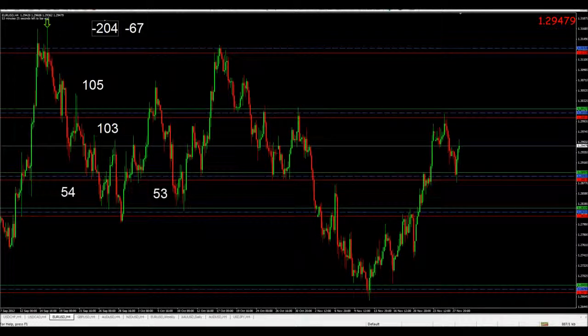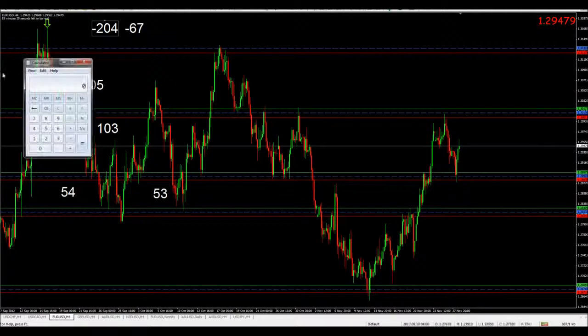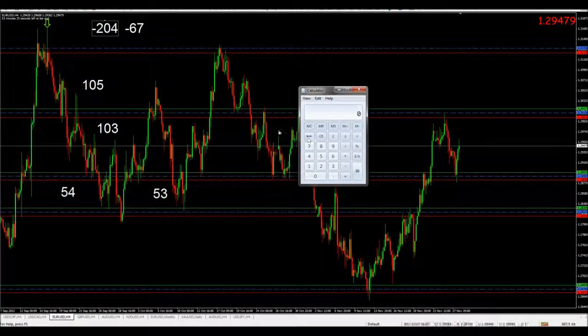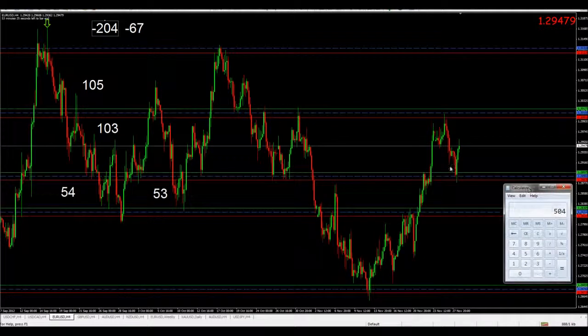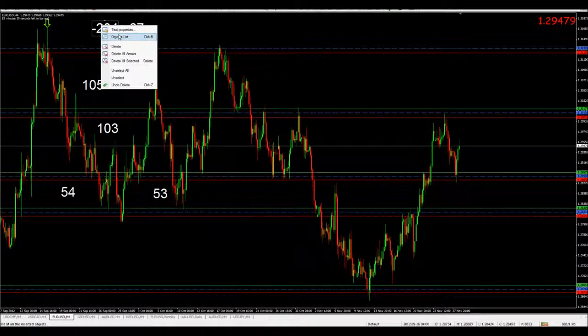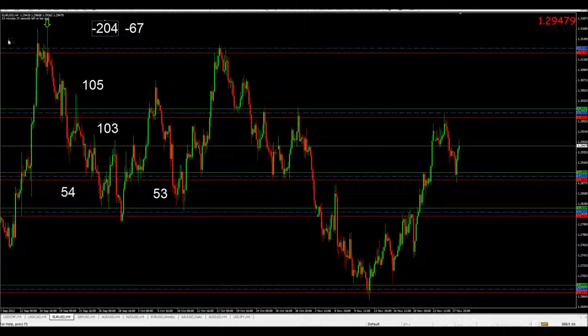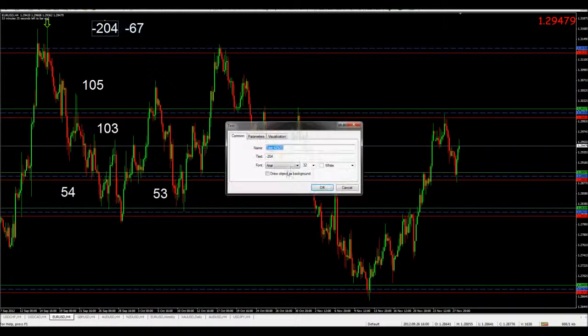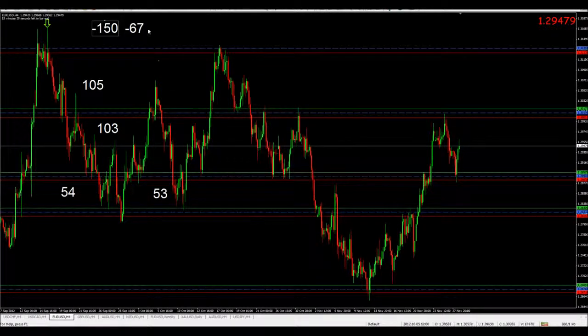So go back to my calculator again. I should know that, 54 pips, I don't even know why I'm doing this. That's 150. Oops. Bear with me, people. You'll see how this works in a second. So that's minus 150. It's starting to look a bit better, yeah.